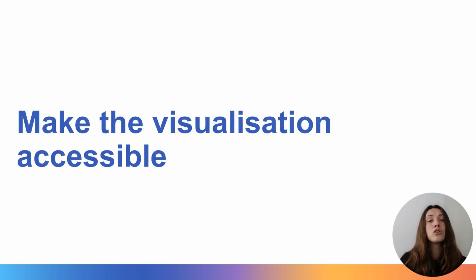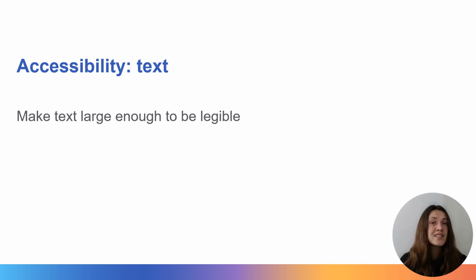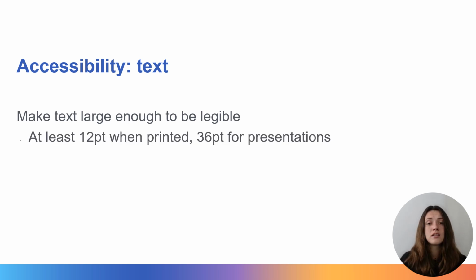Finally, we must ensure that visualizations are accessible. Visualizations are useless if they're inaccessible and uninterpretable, so we have to make sure that all our design choices are inclusive. Some considerations we can make to ensure this include ensuring all text is legible. That means that the text is large enough to be read and choosing a font size that is accessible to everyone, including those who have visual impairment or learning difficulties.